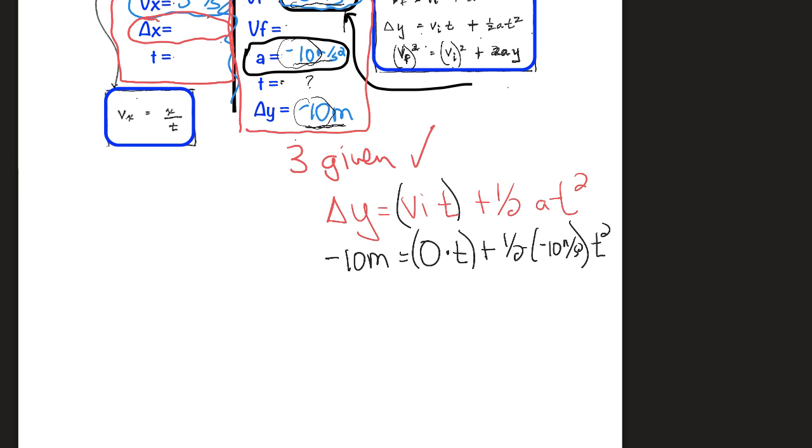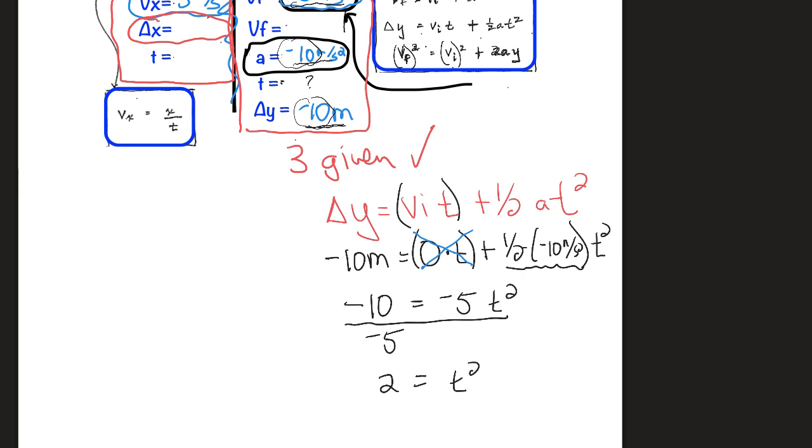And what you see is that 0 times T is 0, so it doesn't add anything to the equation. So it really becomes just simply negative 10 equals, and I can do this in my head, half of negative 10 is negative 5, T squared. So I'm going to divide both sides by negative 5. That comes out to be 2 equals T squared.